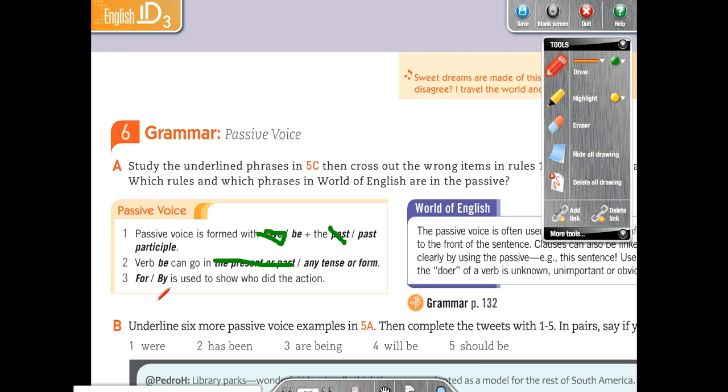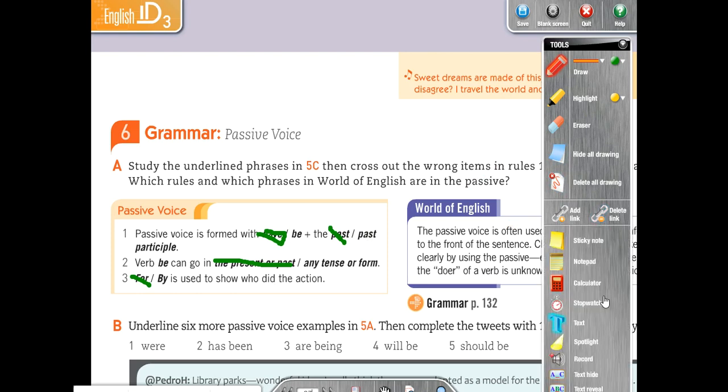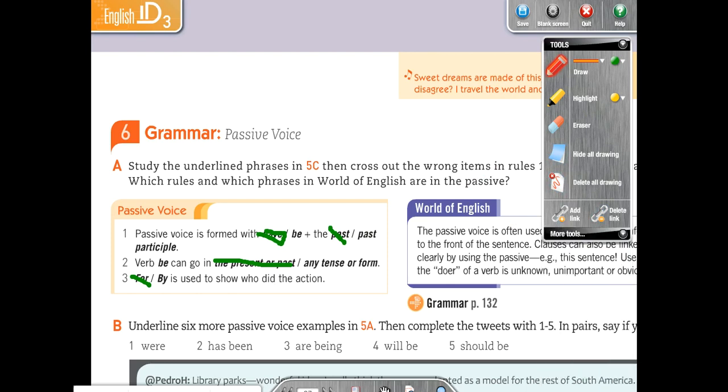What is the correct answer? Well, the incorrect answer is "for." Now you have this information, and I'm going to... I don't like, as I told you, this, because it's very difficult to come back to the previous one. Well, now before we do the next part, observe "were," "has been," "are being," "will be," and "should be."